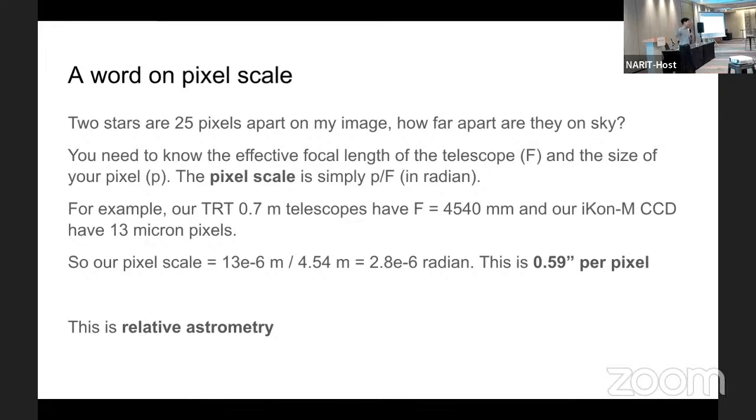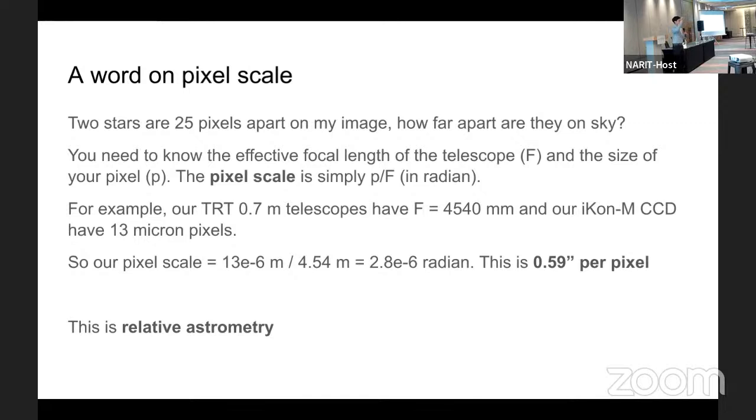So for example, the TRT, the telescope that we use for the images we looked at yesterday, is a 0.7 meter telescope in diameter, and the focal length is 4540 millimeter. The camera we use is this Icon M CCD, which has pretty standard 13 micron pixels, and the pixel scale is just the size of the pixel divided by the focal length. That's all. So that's the calculation.